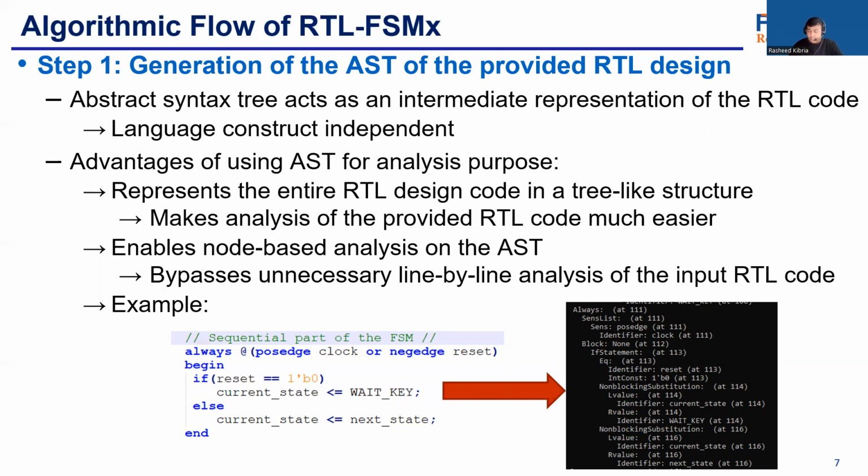First of all, the AST representation makes the entire RTL design code a tree-like structure. So it makes the analysis of the provided RTL code much easier. It also enables node-based analysis on the AST, which ultimately bypasses unnecessary line-by-line analysis of the input RTL code. Here is an example of it. On the left-hand side, you see an RTL code representing a register, and on the right-hand side, we see its abstract syntax tree representation generated from PyVerilog.